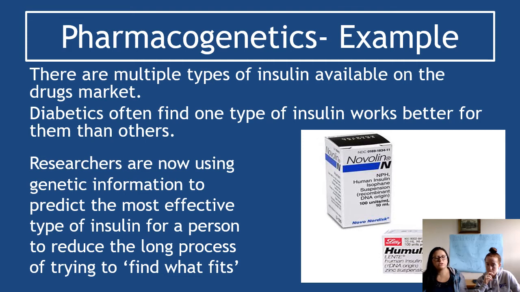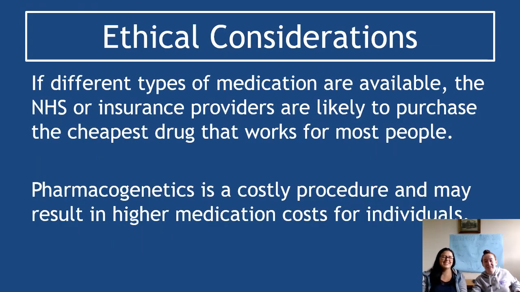Researchers are now using genetic information to predict the most effective type of insulin for a person, to reduce the long process of trying to find what fits. A lot of diabetics will have to go through a process of trying an insulin and going, no, that wasn't good for me, and try and find one that actually fits them the best. Whereas if we can use genetic data, we skip that step of having to try what fits, and we should know instantly.